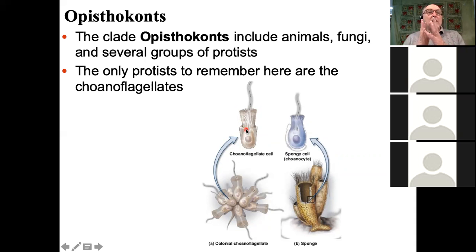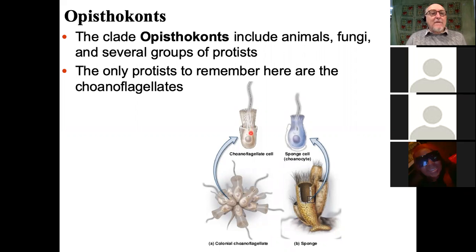And the collar consists of columns of protein, which are united together to form a net. And inside here, there is a flagellum, which beats. And it pulls water through here and pumps it out of the collar. And this is the way in which this little cell feeds. It is a filter feeder.